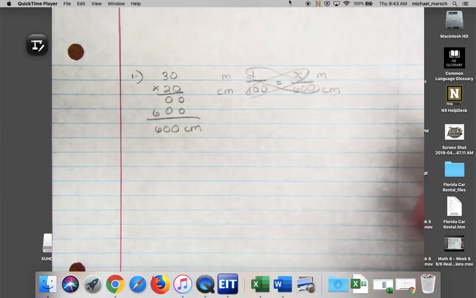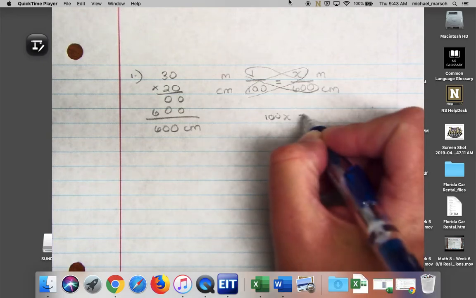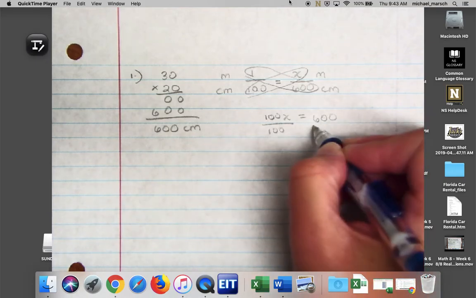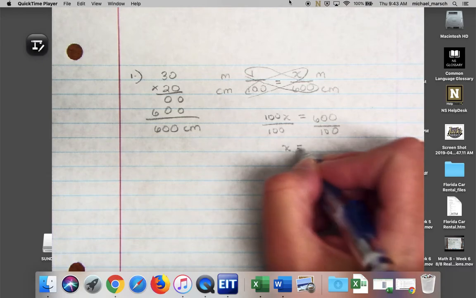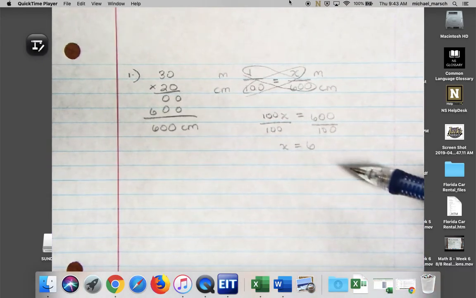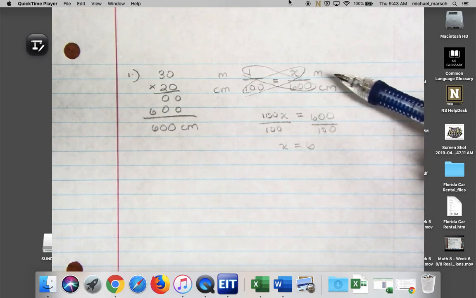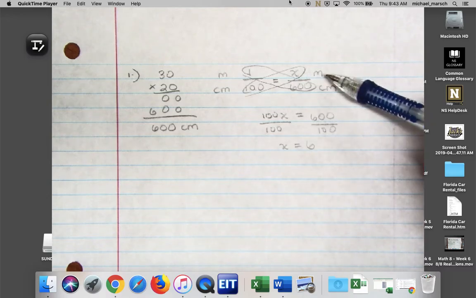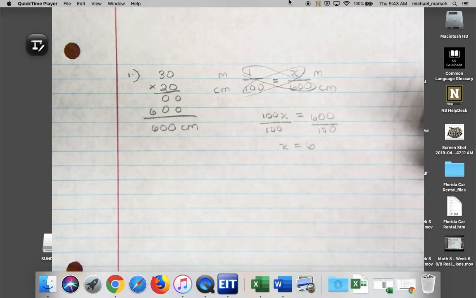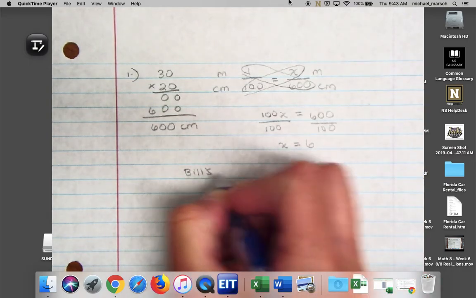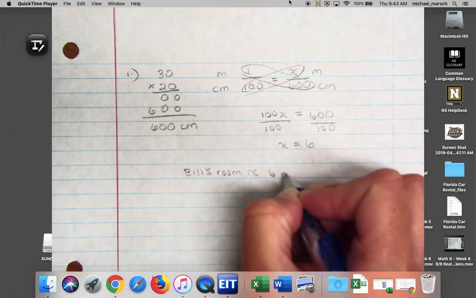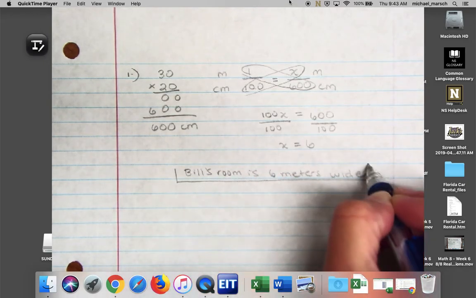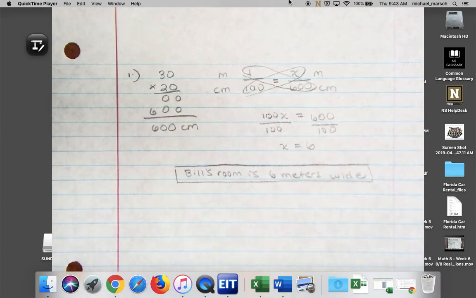So I did my loop-de-loop. 100 times x gives me the 100x. 1 times 600 gives me the 600. So then I divide by 100 for both sides. And now I'm left with x equals 6. But remember, that's not my final answer. I need to put that back into this situation with Bill in his bedroom and find out what that means. So if I look back at this proportion, x goes with meters, right? So there are 6 meters. So his room is 6 meters wide. It's a pretty big room, not going to lie. Okay? So that's how Bill found that out.